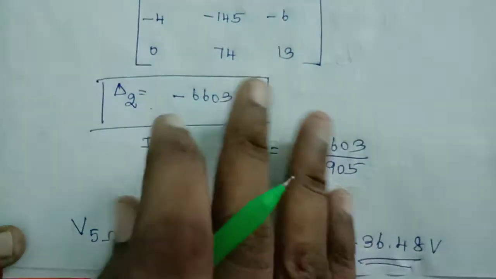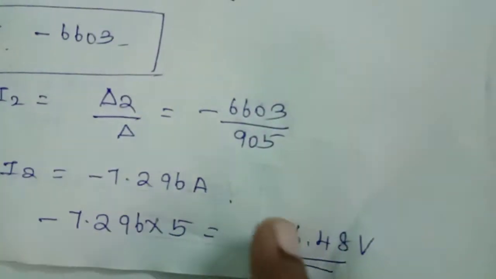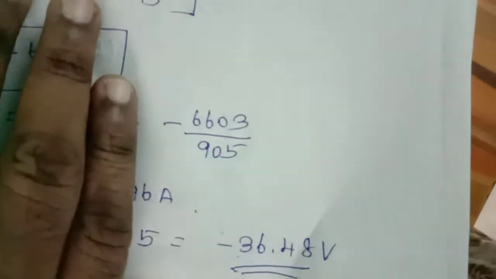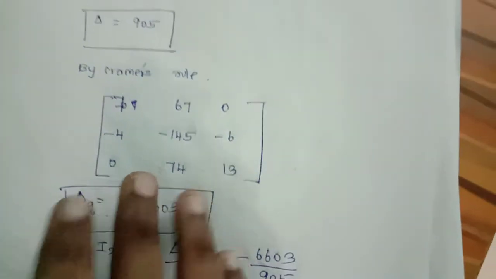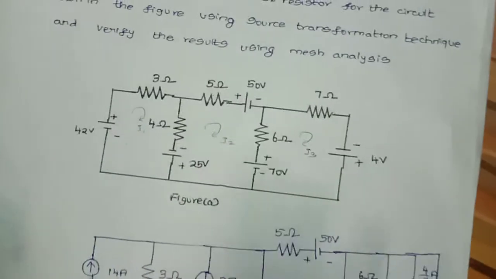You see, in the conversion method we got the answer minus 36.48. For the same problem with this method you got this answer. See here, in here also you got the same answer, hence it is proved. Whatever, if you are solving in mesh or if you are taking current transformation or voltage transformation, the answer will be the same.